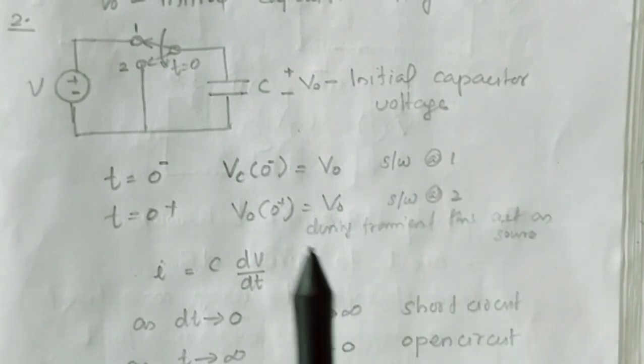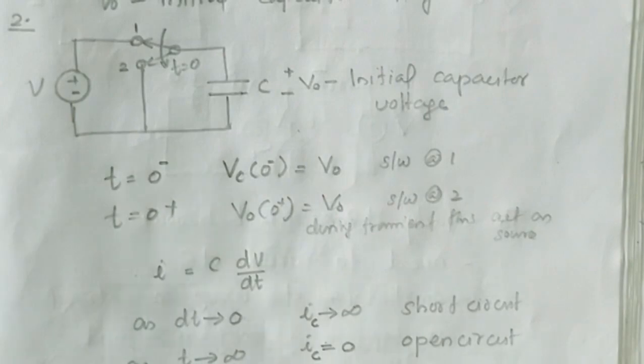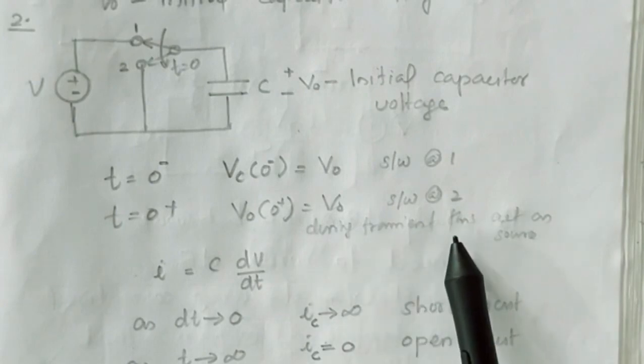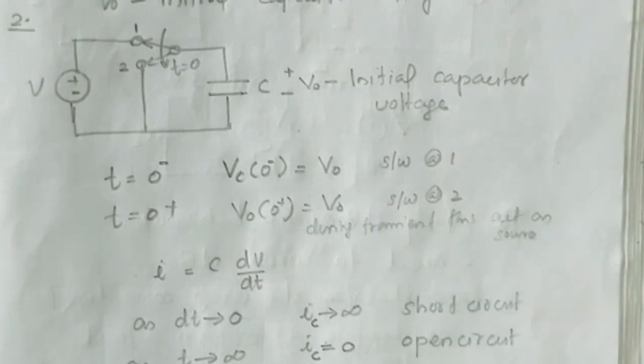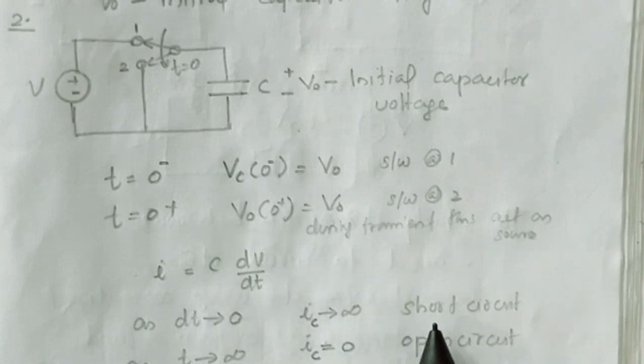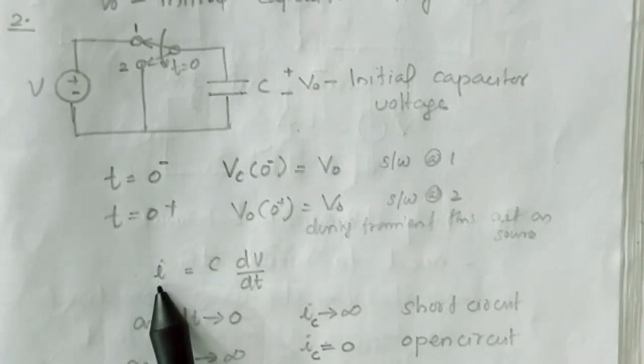The switch is in position 2. So during the transient, we can have a closed circuit like this. A current will flow through the circuit. So during the transient, the capacitor acts as a source. We have the voltage and current relation as discussed earlier: I is equal to C dVc by dt. Immediately after switching, as dt tends to 0, I becomes infinite, that is, a short circuit. The corresponding equivalent circuit is a short circuit. As t tends to infinity, that is the steady state, dVc by dt is 0, therefore I is 0. The corresponding equivalent circuit is an open circuit.